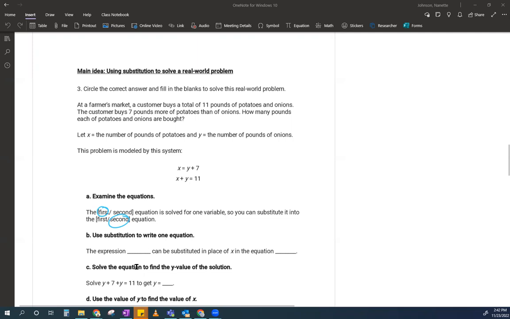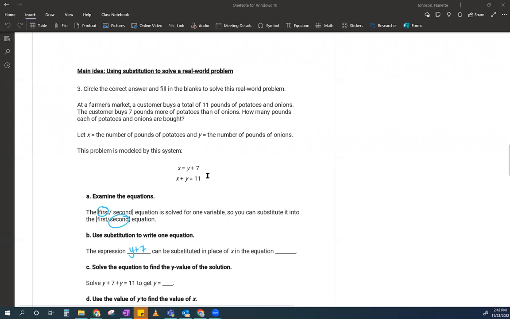So the next part says the expression blank can be substituted for X in the equation blank. Now, what does X equal? Oh, X equals Y plus 7. So that's what we're going to write here. Y plus 7 can be substituted in place of X into the other equation.